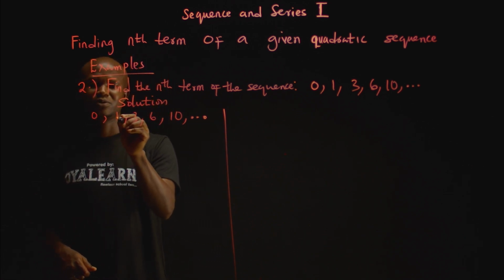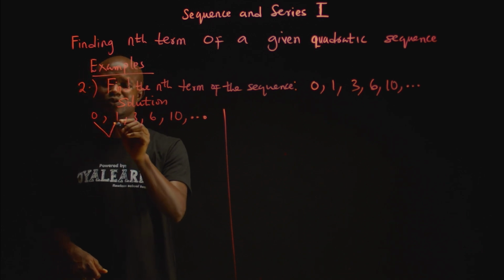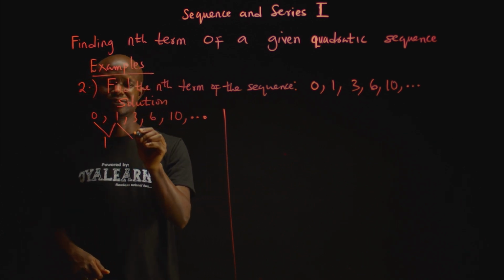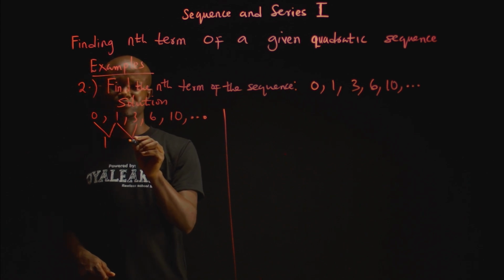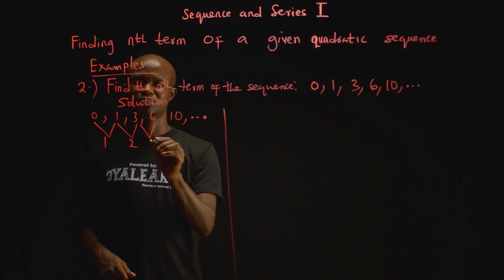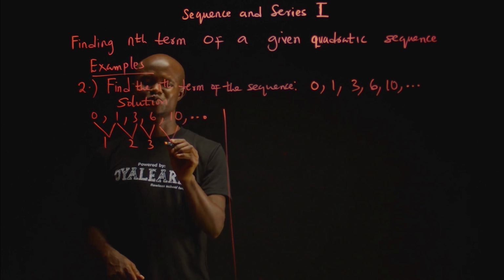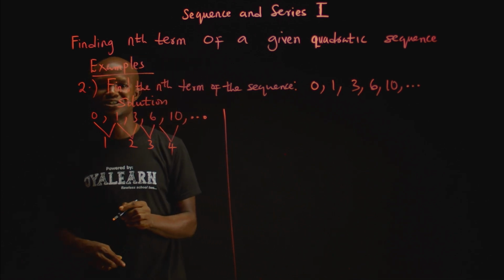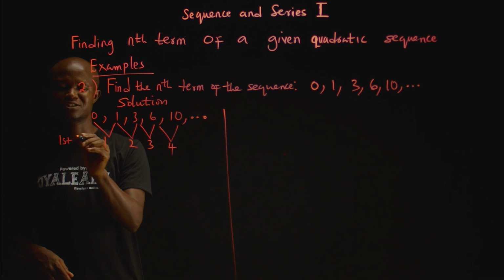Now, the second term minus first term, what are we going to have? 1 minus 0, we have 1. Now, 3 minus 1, what are we going to have? We have 2. 6 minus 3, we have 3. And 10 minus 6, we have 4. We can see that the first differences are not the same. This represents the first difference.